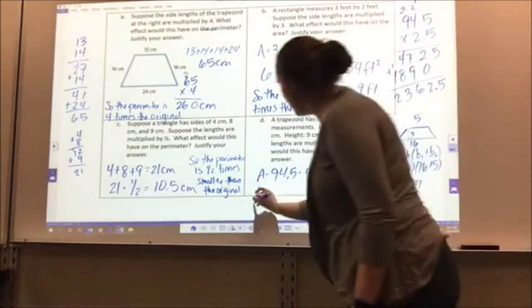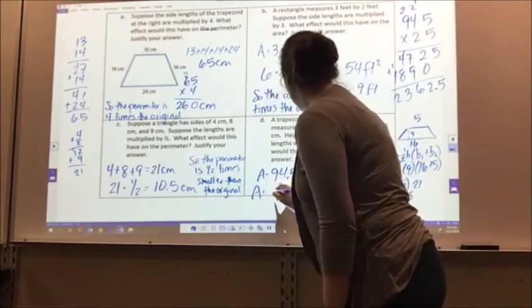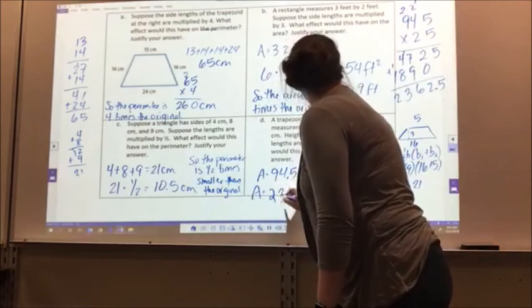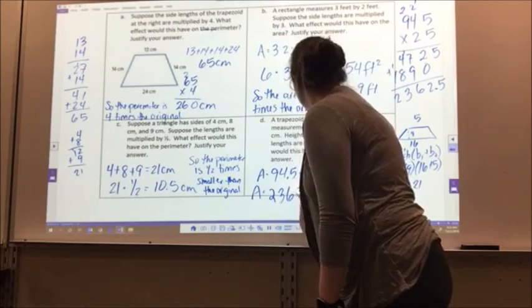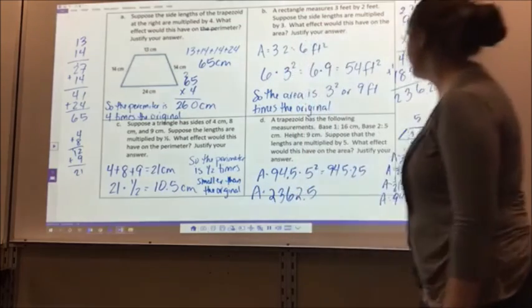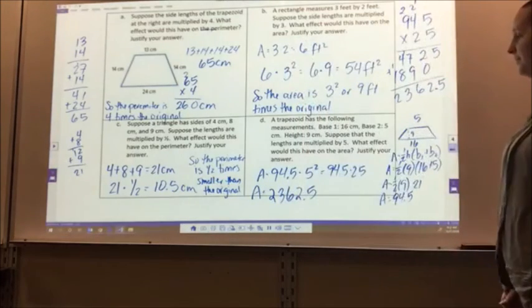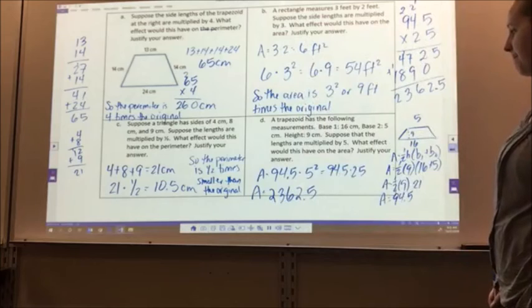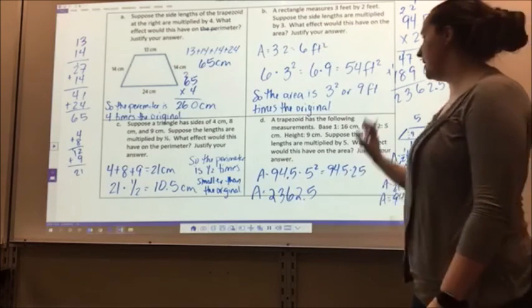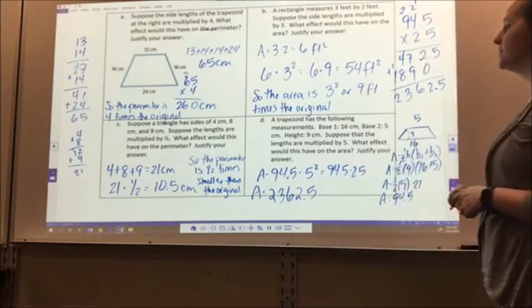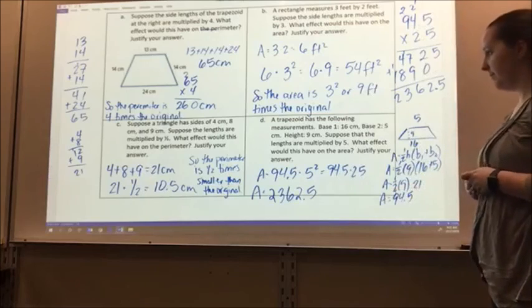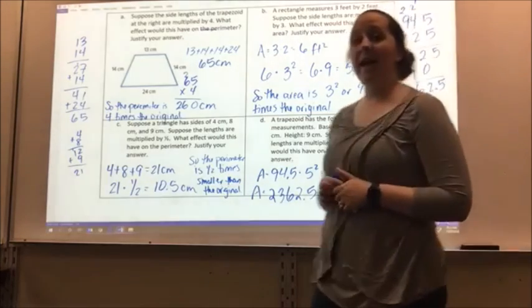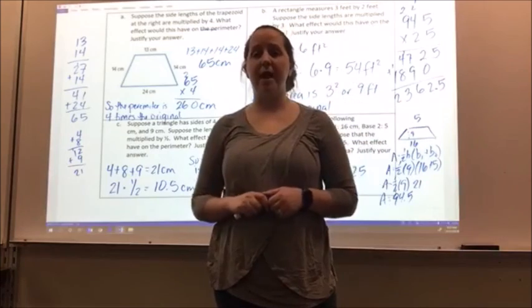So my new area is 2,362.5. And so the area is 5 squared, or 25 times the original. And that is the end of Chapter 9, Lesson 4.